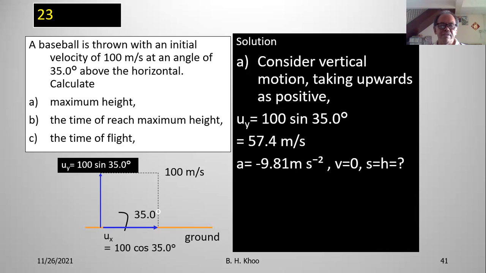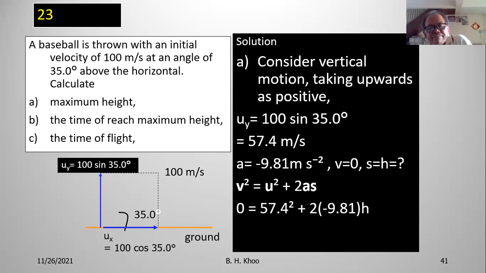What are the things given? Acceleration is given, 9.81. We take upwards as positive, so acceleration becomes negative because it's downwards. At maximum height the velocity is 0. Then we want to find height, s equals h. Choose the right formula. V squared equals u squared plus 2as. Put your values inside. Calculate using your calculator.